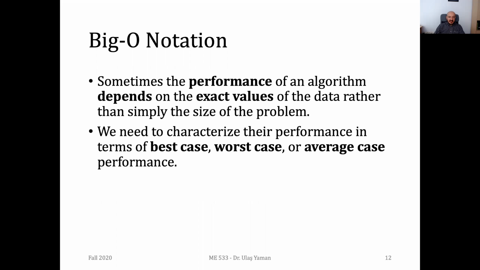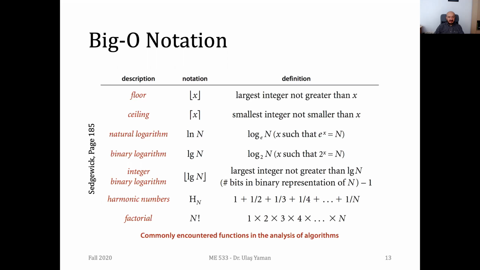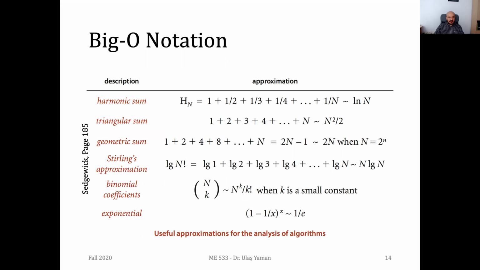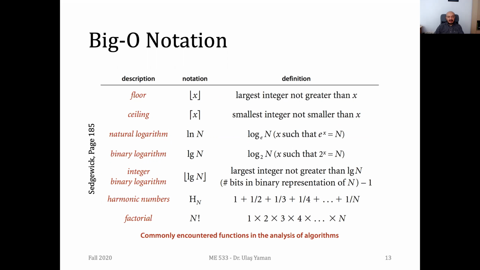And in some specific cases, it will be quite difficult to actually have such a T of n expression. In such cases, we will try to find the best, the worst, and the average case, and try to comment on these cases. We have gone through these functions. I don't want to spend time once again on them, but these are the popular functions we're going to use in this analysis of algorithms.